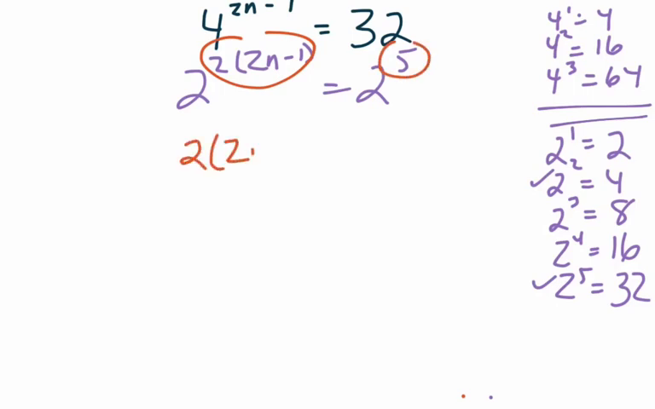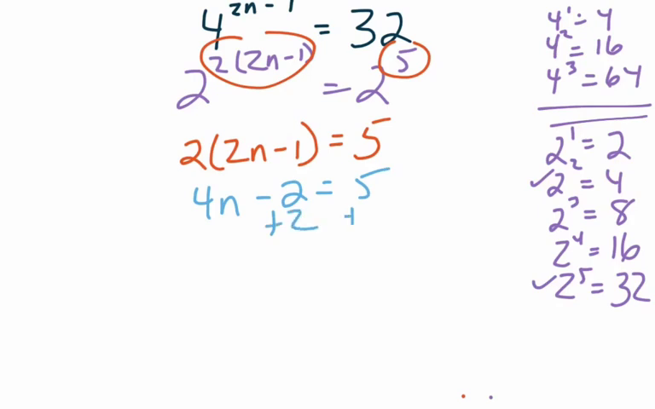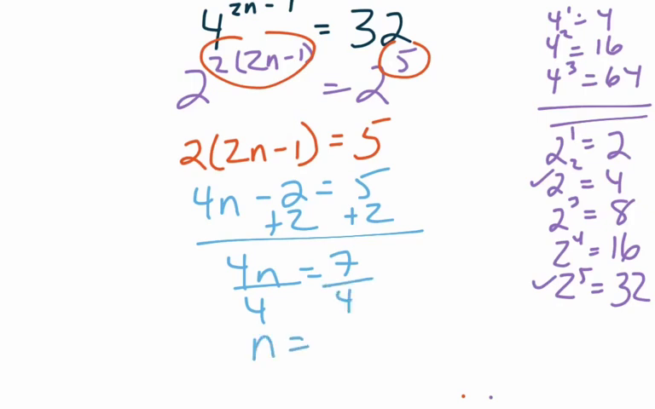Now I mentioned a lot of you can distribute as you're writing it down. So instead of copying down 2 times (2n minus 1), you'll actually do 4n minus 2, and that's totally fine. And then step 3 is solve. So 2 times 2 is 4, 2 times 1 is 2. We're going to add 2 to both sides, so we get 4n is equal to 7. Divide both sides by 4, and n is equal to 7/4, and everybody thinks they did something wrong because it's a fraction. But fractions are numbers, so there you go.